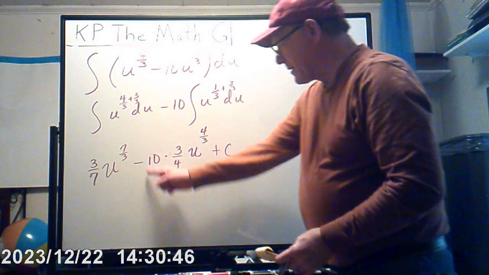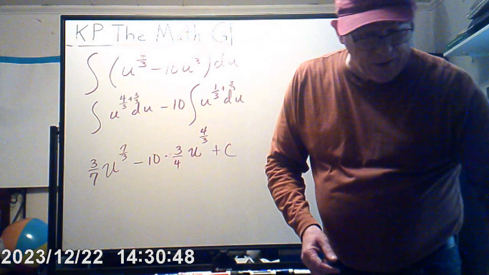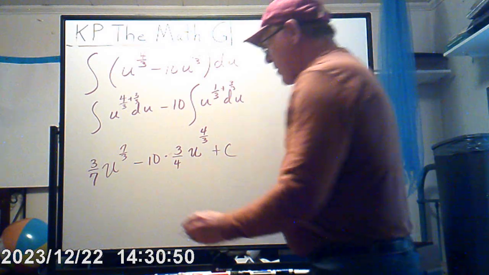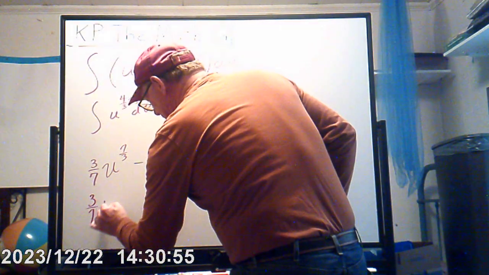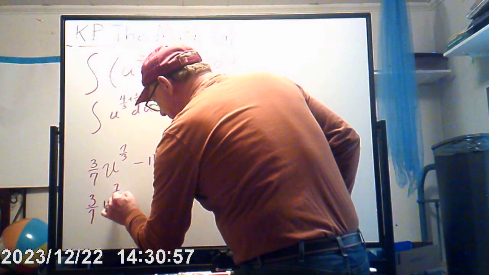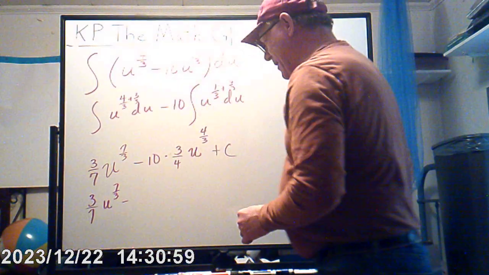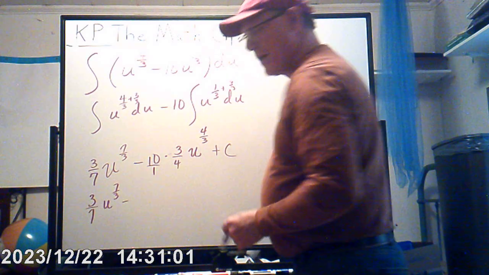We can clean this up just a little bit. We're almost home with this one. Okay. All right. So 3/7, 3/7 u to the 7/3. All right. Now let's see. This is over 1. Okay.